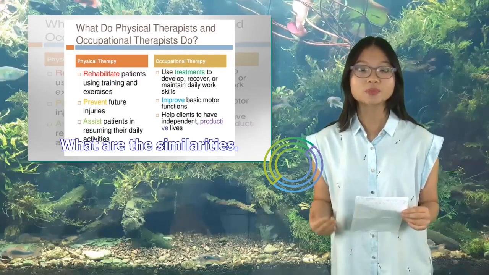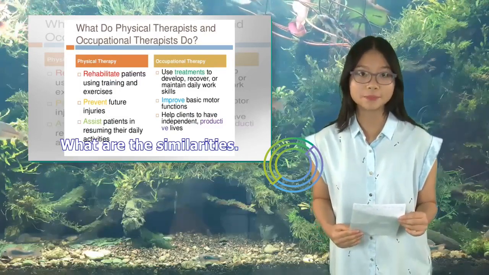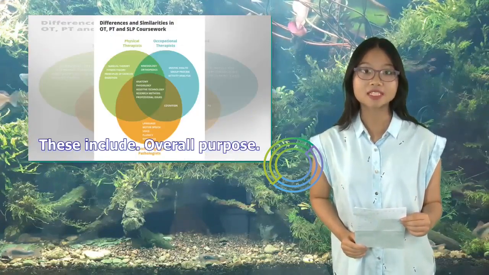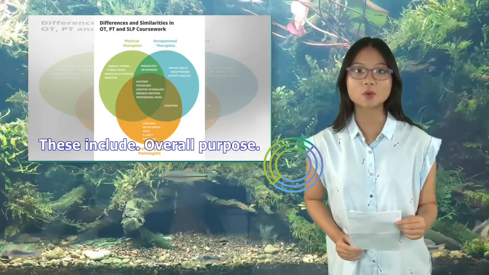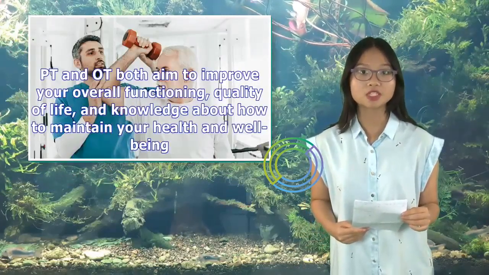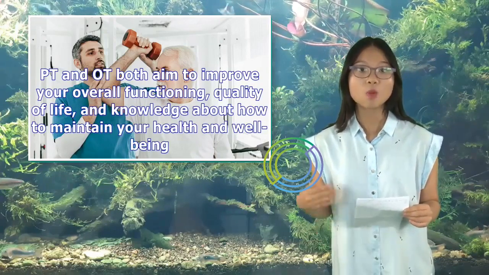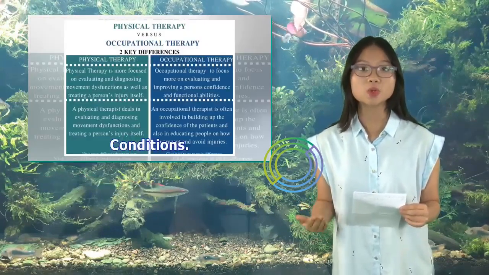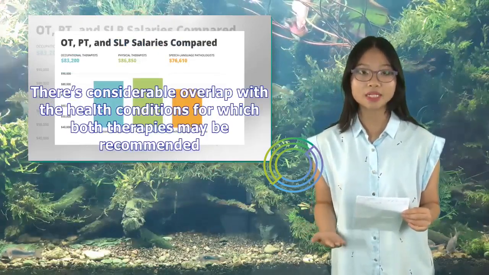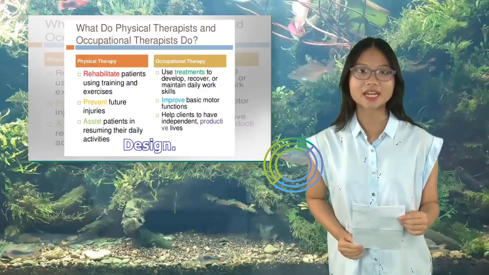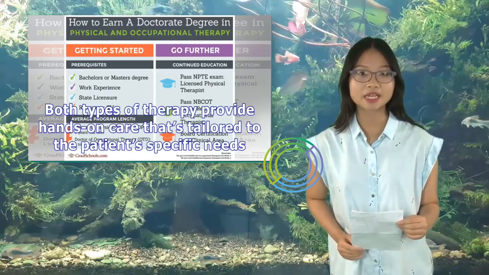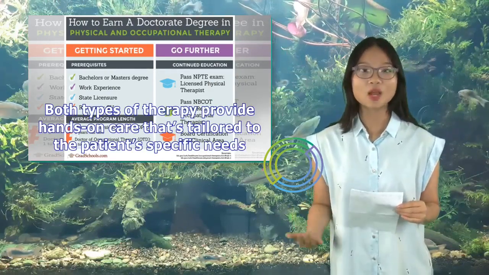What are the similarities? Despite their differences, there are some ways that PT and OT are similar. These include overall purpose. PT and OT both aim to improve your overall functioning, quality of life, and knowledge about how to maintain your health and well-being. There is considerable overlap with the health conditions for which both therapies may be recommended. Design. Both types of therapy provide hands-on care that's tailored to the patient's specific needs.